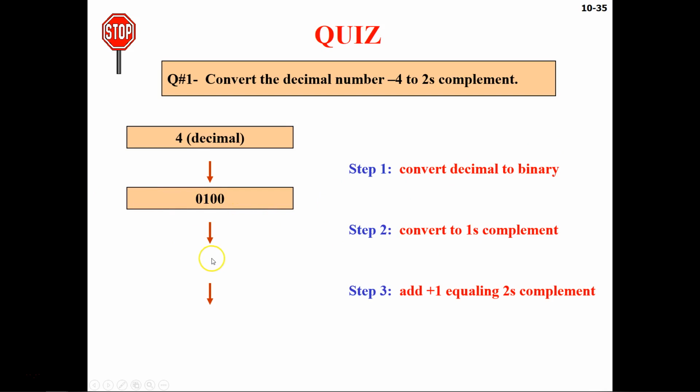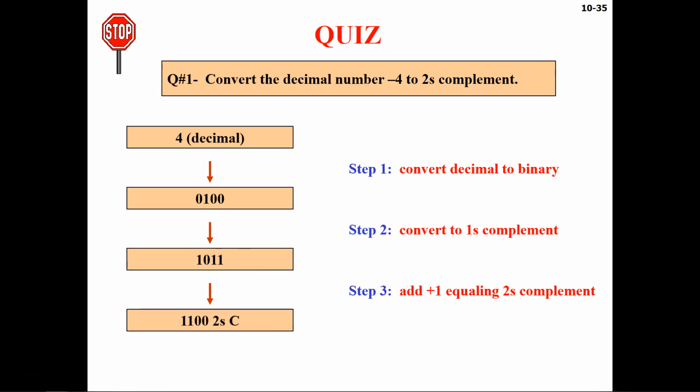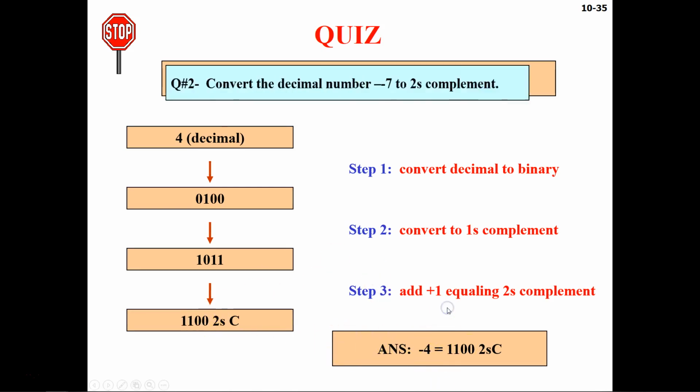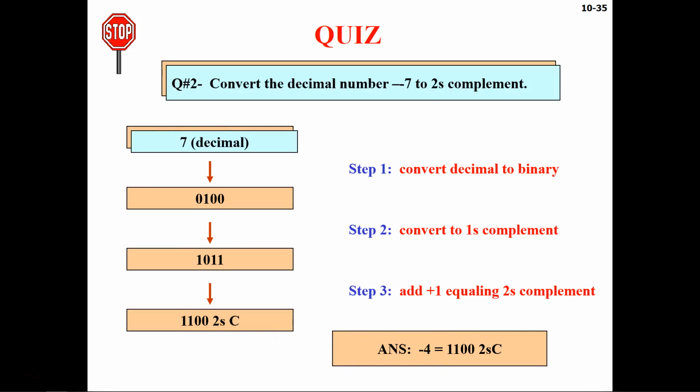So it's going to be 1011, and then add 1. So when you add 1, you will have 1100 in 2's complement. So this number 1100 basically represents -4 in 2's complement. Now let's see for 7.